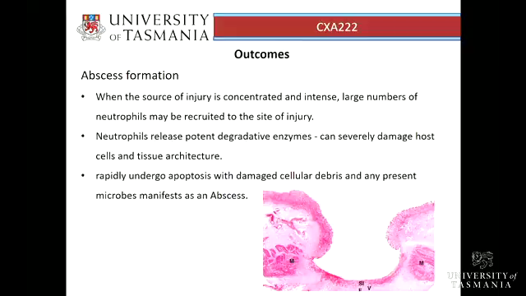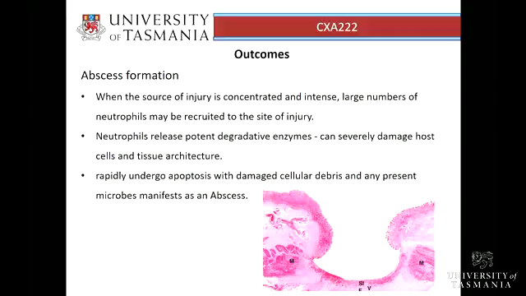A less favourable outcome is abscess formation. So this is when the source of the injury is concentrated and it's intense. So there'll be a large number of neutrophils involved, and basically you see this often in chronic inflammation as well. So in chronic inflammation, which we'll discuss shortly, you bring in your hard hitters. Basically, these are cells that nuke the site. They're not specific between foreign and host. They just wipe it all out.